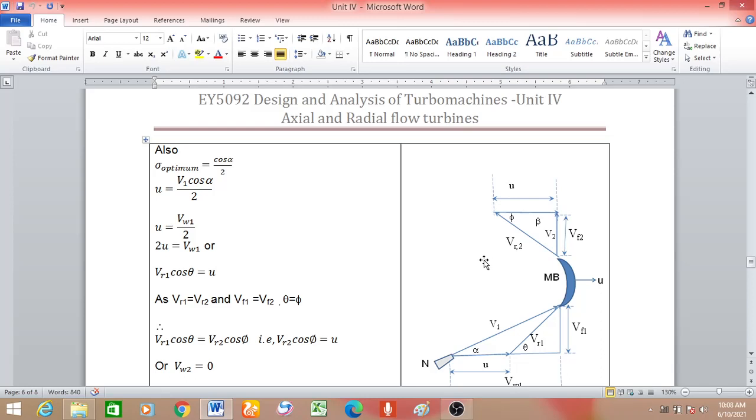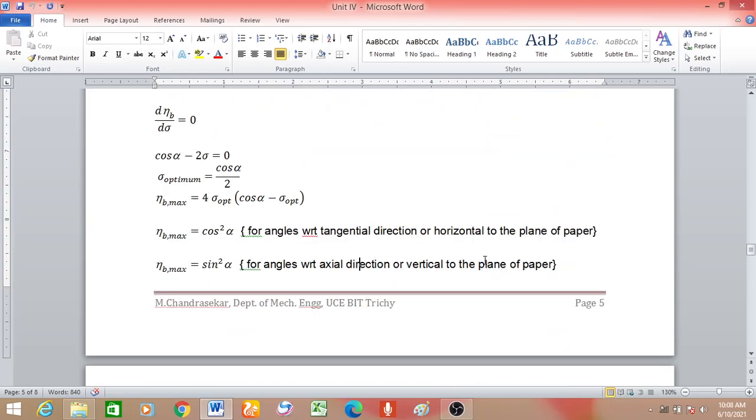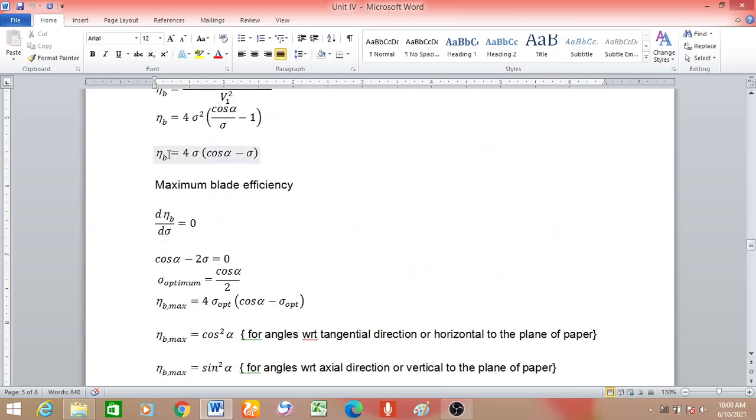Okay, welcome back. In the last video, we were discussing the blade efficiency of a single stage axial flow impulse turbine. We derived the expression for the blade efficiency in terms of the speed ratio sigma and the flow angle at inlet alpha. Then we did some calculations regarding the maximum blade efficiency.